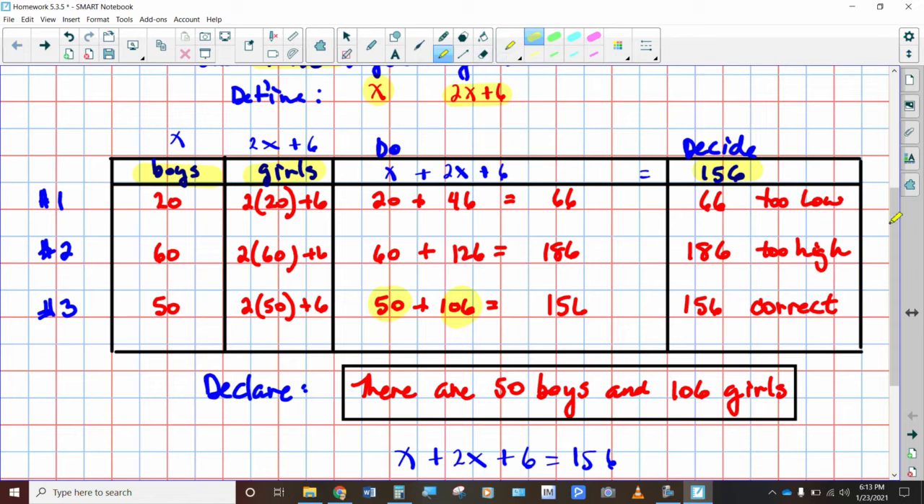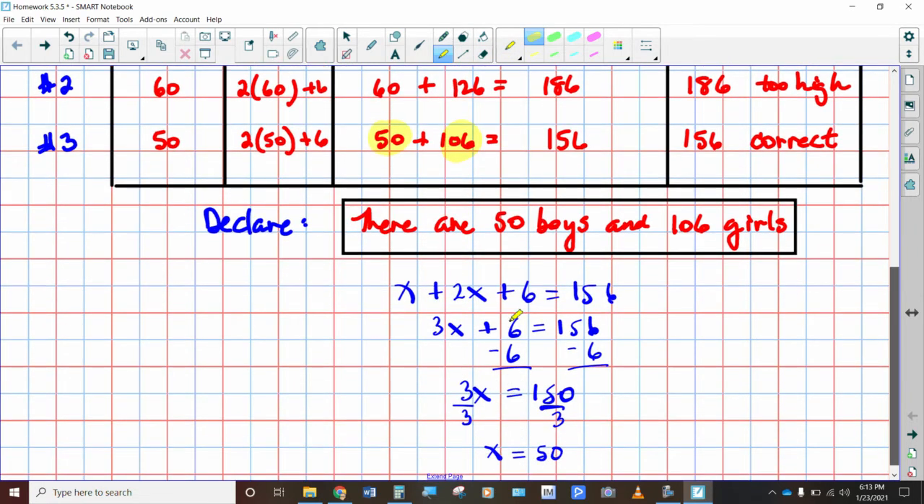If I wanted to solve this algebraically, I would do it like this. I would first start by combining like terms, right? I'd take my number of boys, x, plus the number of girls, x plus 6, and combine the like terms, so x plus 2x is 3x plus 6 equals 156.